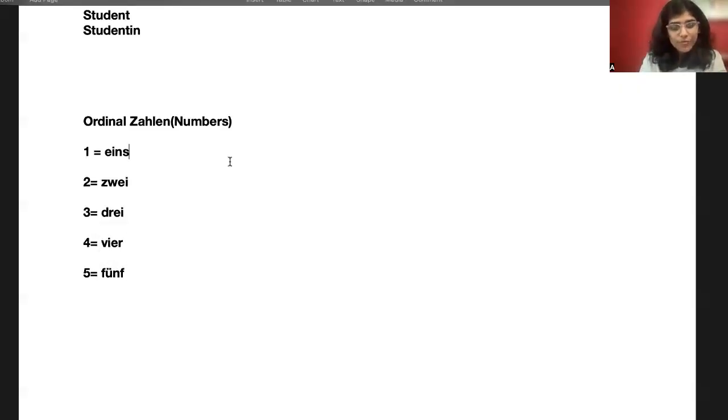When we talk about first, second, third, fourth, and so on, we use the same number. If 2 is zwei, we just add te to it, so it becomes zweiter. Zweiter is second. Likewise, if I ask what is fourth, four is vier, and you add te, it becomes vierter.